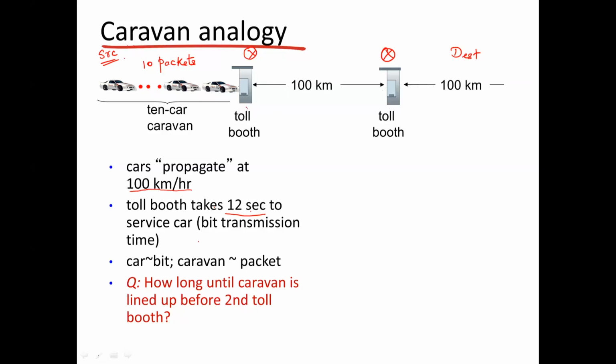Here it takes 12 seconds for processing the car. In other words, to process the packet, to examine the packet headers and to check whether any errors are there in the packet, it takes 12 seconds. If all these cars have to cross this toll booth and enter into the medium, transmission delay happens. But is there any information in the problem regarding the transmission delay? How much time does it take?